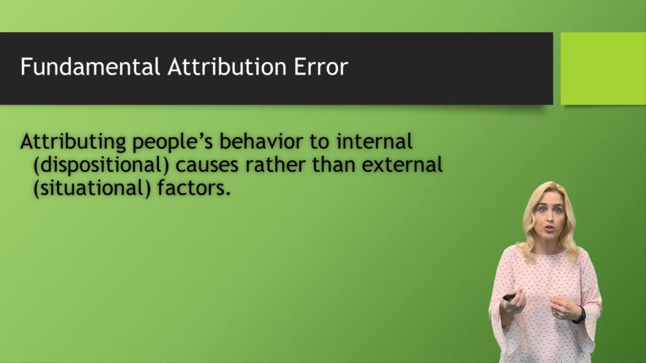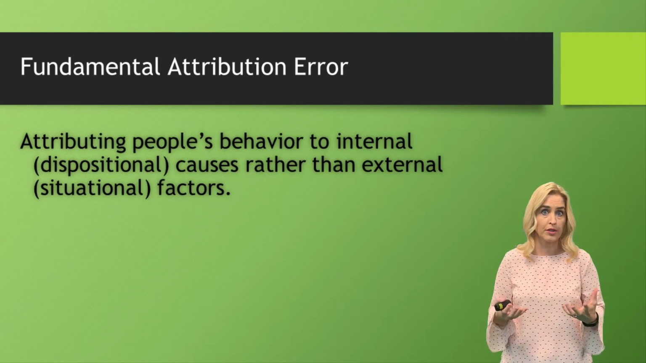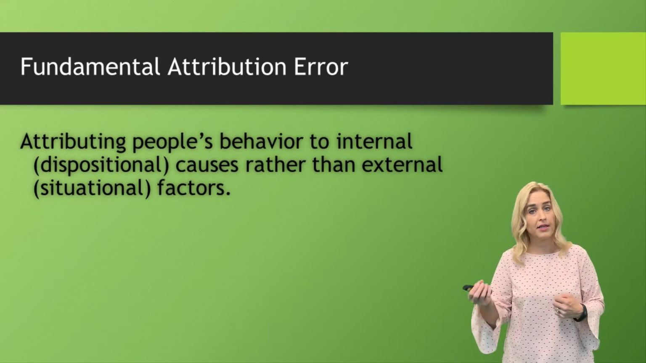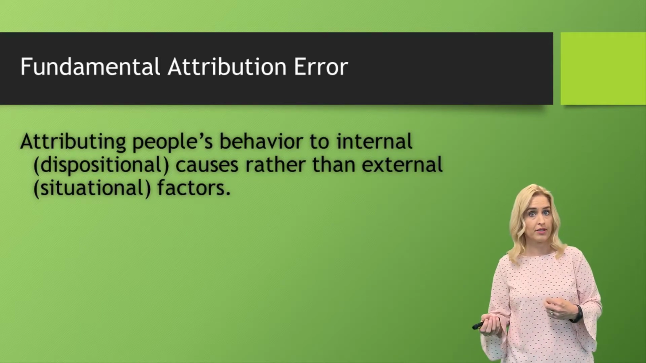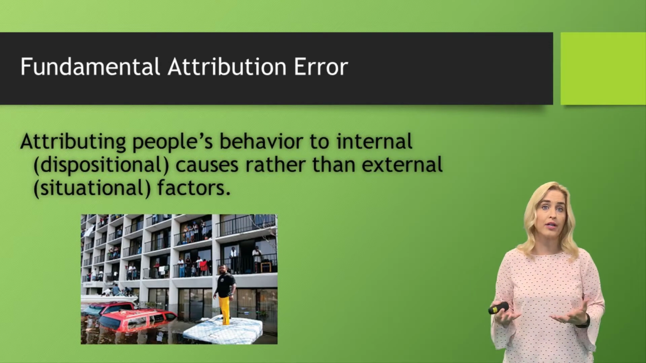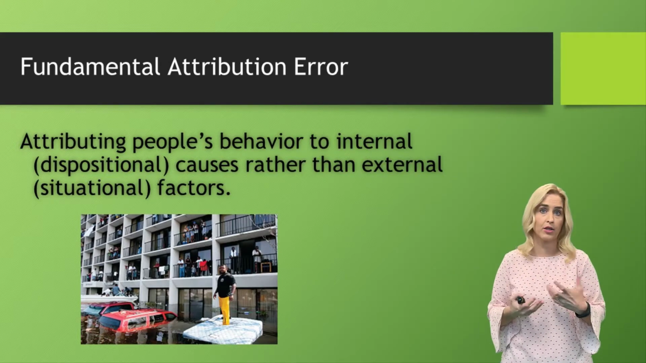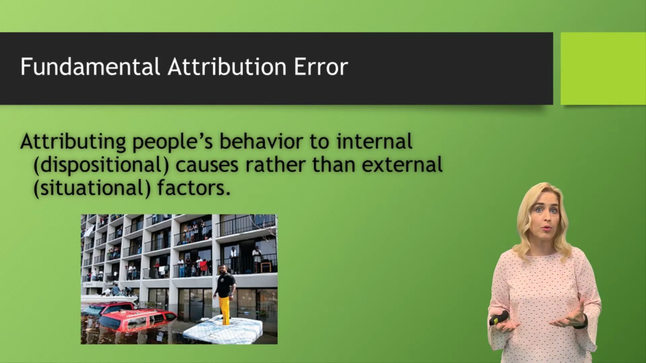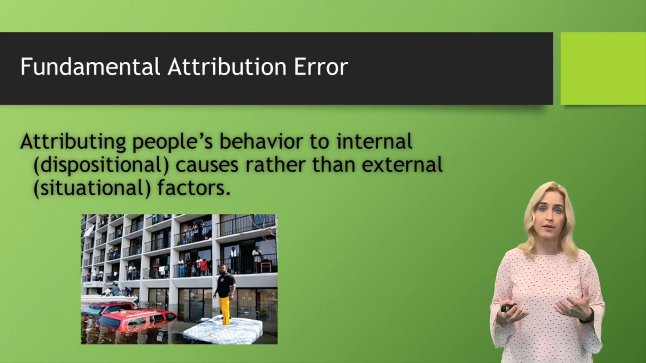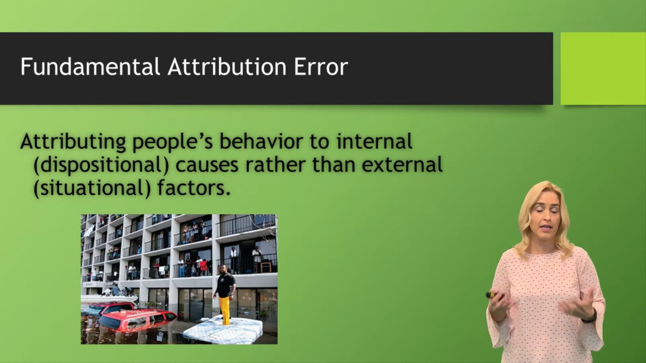Oftentimes we want to jump to the reason very quickly, and we don't know all the situations that the person is in. Therefore, we think it could be or probably is an internal or dispositional characteristic. So the example that you see on this slide here is after Hurricane Katrina. After Hurricane Katrina, parts of the Gulf of Mexico were flooded, and many people were not able to evacuate. And often people were saying that these people were silly not to evacuate. Why would they put themselves in danger?